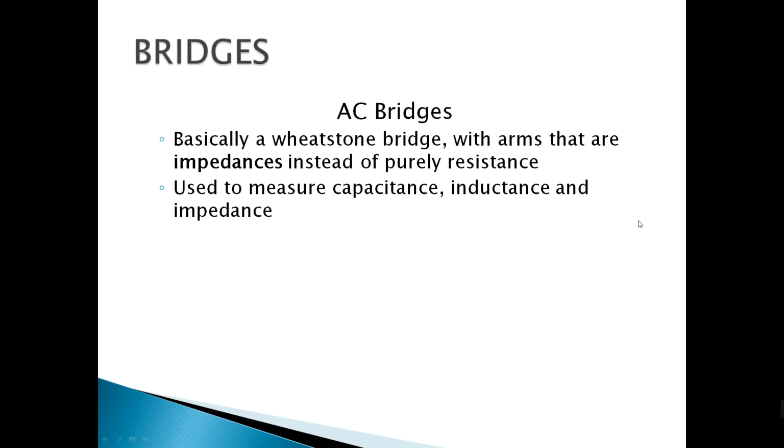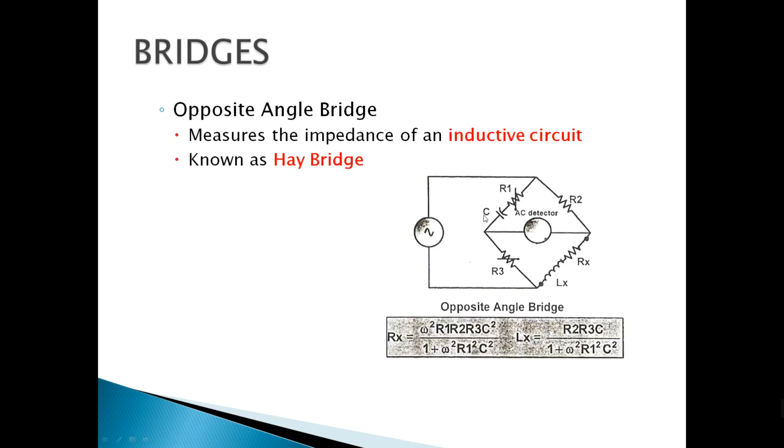Next, AC bridges that can measure impedances or can also measure capacitance, inductance, and impedance. So here we have the opposite angle bridge, what we call the Hay bridge. It measures the impedance of an inductive circuit. Take note of that. Hay bridge or the opposite angle bridge is used to measure the impedance of an inductive circuit.